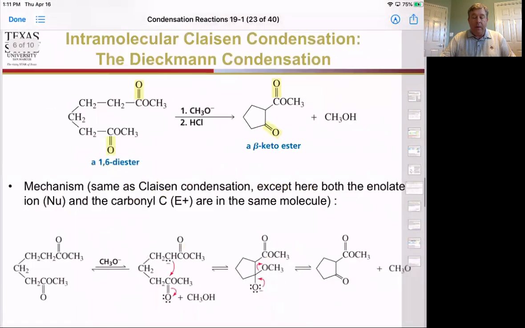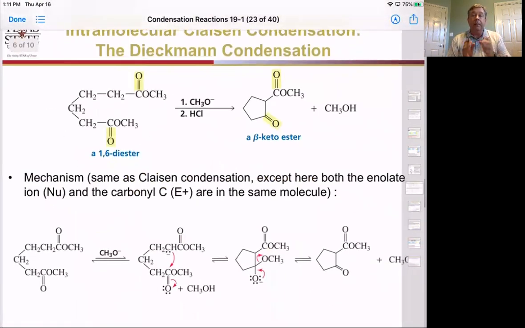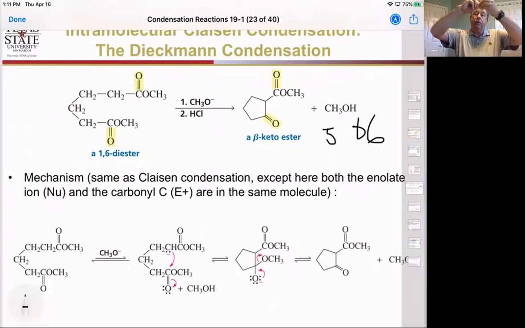Now, if we have two esters on the same compound, we can do an intramolecular Claisen condensation, and this is called the Dieckmann condensation. This only works to form 5- and 6-membered rings. 4-membered rings are too sterically demanding and too tight, and 7-membered rings tend to be entropically disfavored, so we can form 5- and 6-membered rings. The mechanism is the same as in the condensation reaction, except that the enolate we form is on the same molecule that closes the ring.